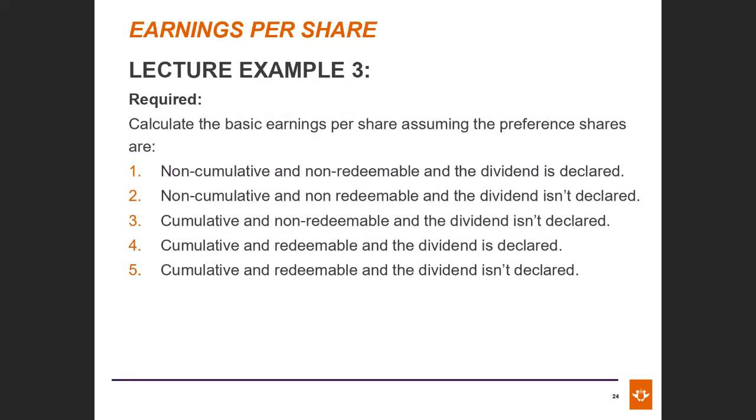Now, if we have cumulative and redeemable preference shares and the dividend is declared, so these shares are cumulative and redeemable, and the dividend is declared, are we now going to say that these preference dividends should be deducted from our profit when we calculate our basic earnings?